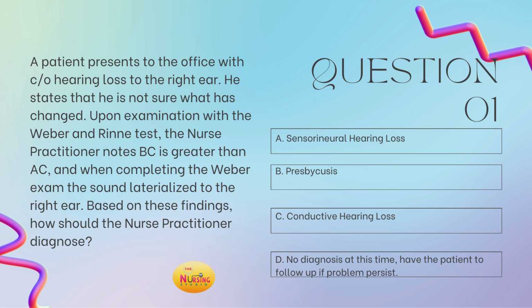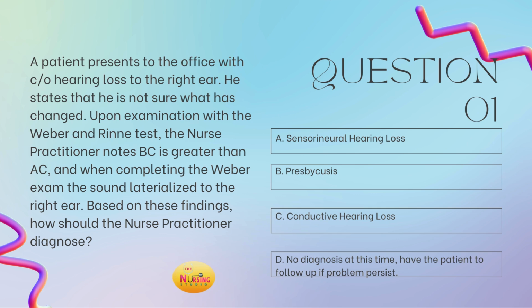And then when doing the Weber exam, the sound lateralized to the right ear. That's also an abnormal finding, right? Because with the Weber exam, you should hear the sound equally in both ears. It shouldn't lateralize to either ear, right? And then with the Rhine, AC should be greater than BC. So air conduction should be greater than bone conduction. Here it says bone conduction is greater than air conduction, right? And then it says the sound lateralizes to the right ear, so the affected ear, the ear he's complaining about. So the best answer is C, conductive hearing loss. So let me walk you through why.